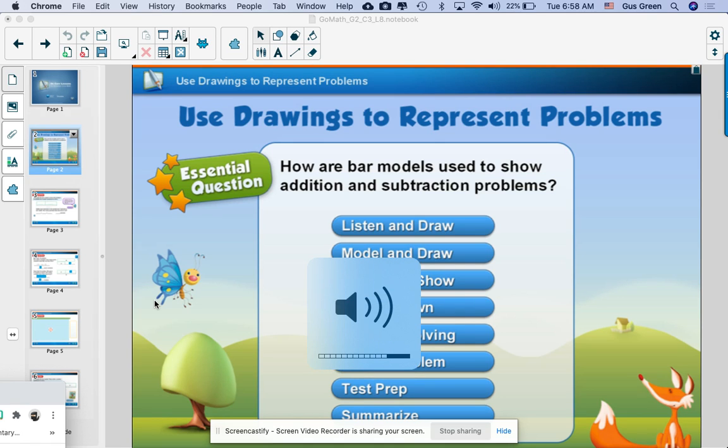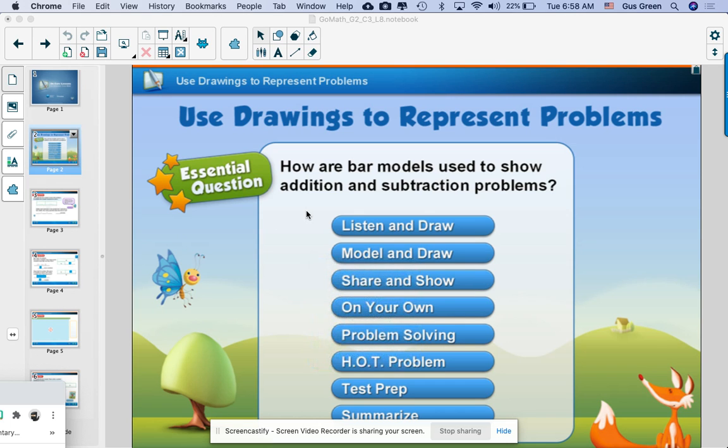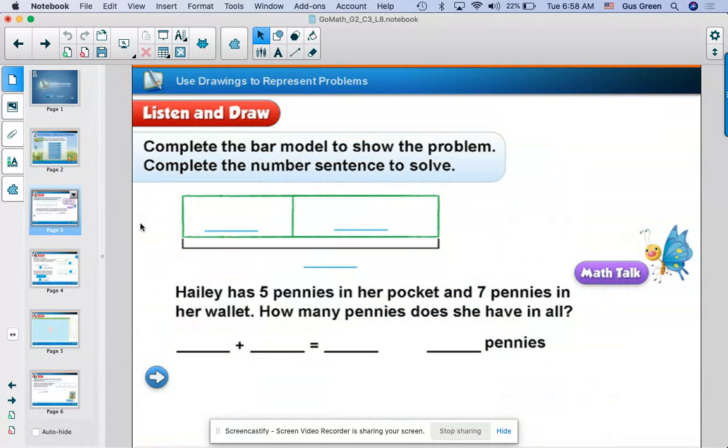I'm going to walk you through lesson 3.8, and we're going to look at bar models and how they can help us solve addition and subtraction problems. And we're going to jump right in and actually do a few problems. And we'll use the bar model as another strategy for solving problems.